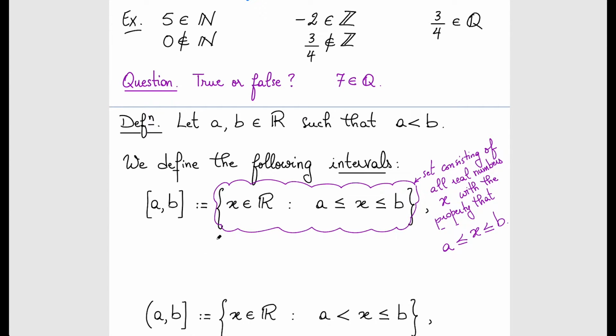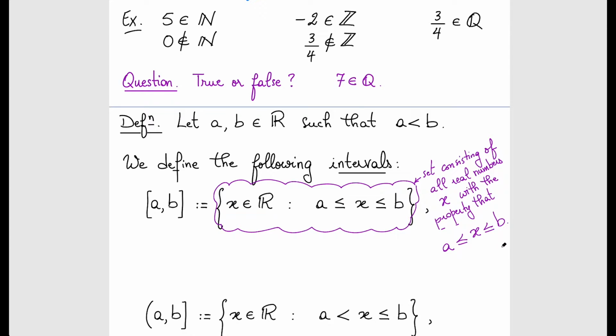It's a set because of the presence of the curly brackets, and it consists of objects that are represented as X. They are real numbers. You see here X is in R, so they are real numbers. This is this part. And there is another membership. These objects X cannot be anything. They have to be numbers between A and B, those fixed numbers A and B.